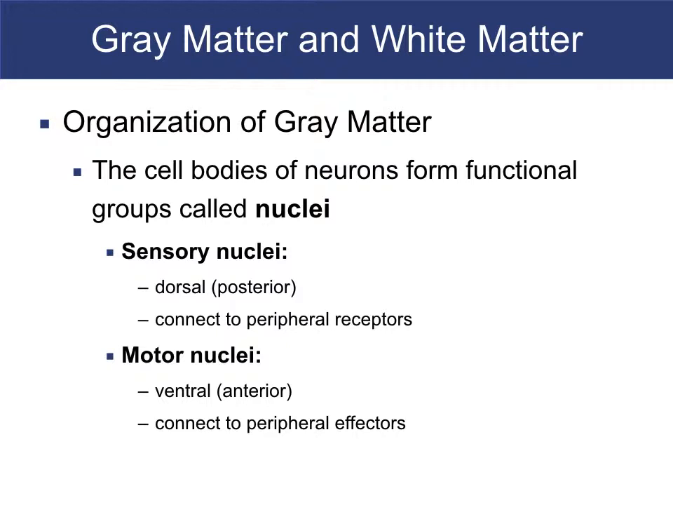Another word you ought to know is nuclei. Nuclei in the nervous system means a collection of cell bodies. We have sensory nuclei on the dorsal side that connect all the way out to those peripheral receptors. We have motor nuclei on the ventral side of the spinal cord, and they connect out to the peripheral effectors, basically the muscles and the glands, things like that.